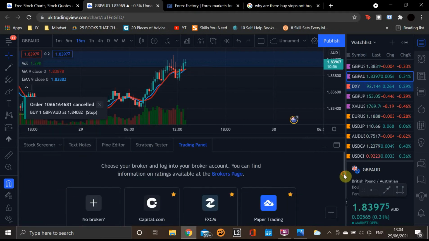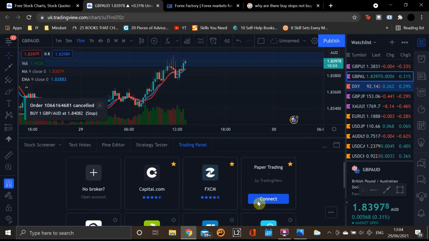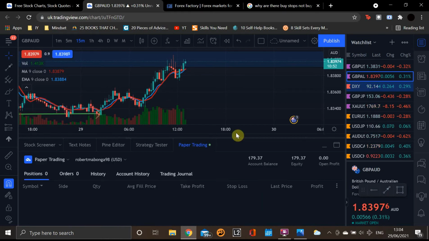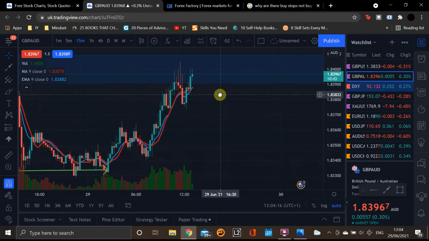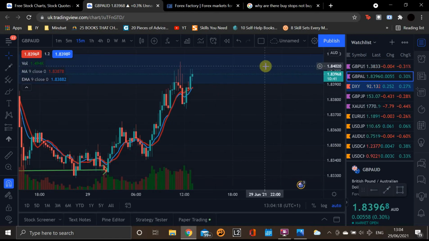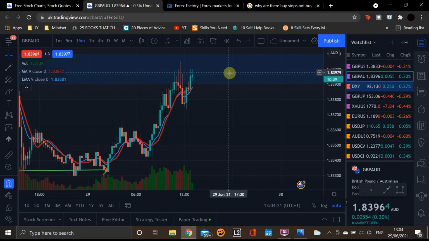It happened with Capital.com and it's happening with FXCM. So we're just gonna go to my paper trading account. So I've got 173 in that one. So I'm confident that GBP will go up.